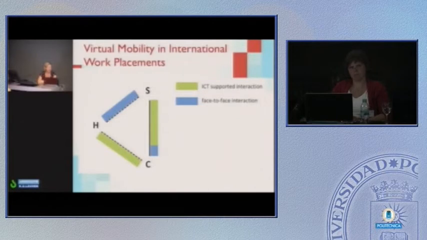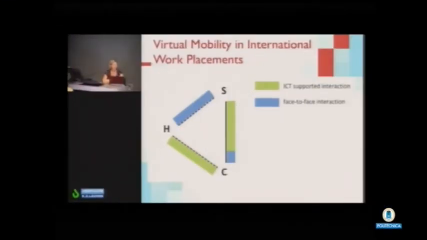There are dotted lines between the higher education institution and the student, and the higher education institution and the company, and a full line between student and company, because that is where the main interaction is: the student interacts with the company, with the actors involved at the company in the work placement. But those are all lines of interaction, and when one of those stakeholders is abroad and you want to continue that interaction, there's always going to be need for some amount of ICT supported interaction.